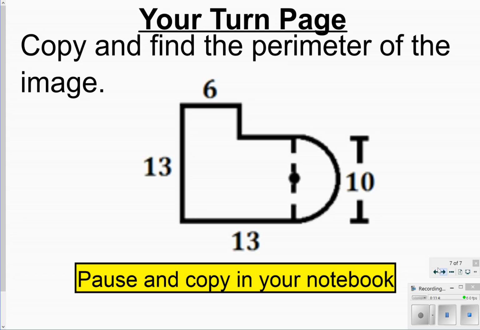Excellent. Well, you did a great job learning about how to find the circumference and the perimeter of composite figures. So tonight for your turn page, I'd like you to copy this image. It kind of looks like a sock, I guess. Copy this image into your notebook and find the perimeter of the entire image, showing how you got your work with your formulas and everything.